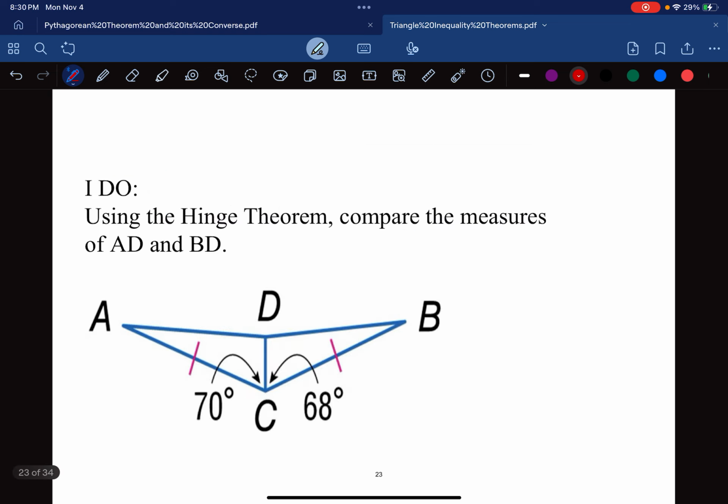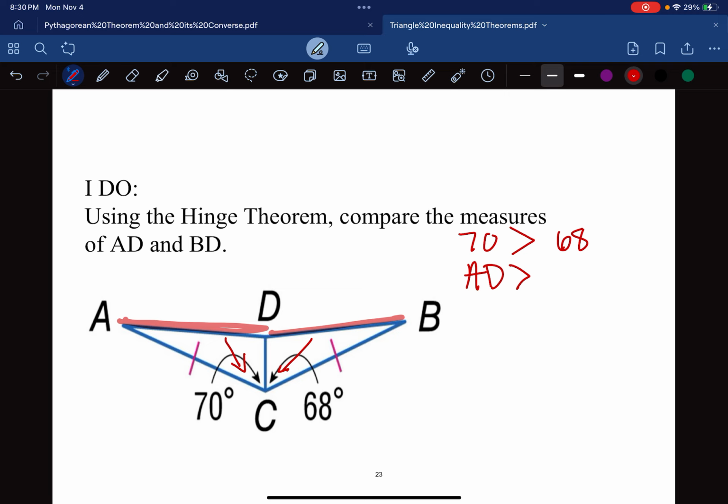So, how does that look? Well, using the hinge theorem, compare the measures of AD and DB. Well, AD goes with 70. DB goes with 68. So what's greater, 70 or 68? Well, 70 is greater than 68. Therefore, AD is greater than DB. And that's it. Go ahead and do the you do. Circle it, A, B, C, or D, and come back when you're done.